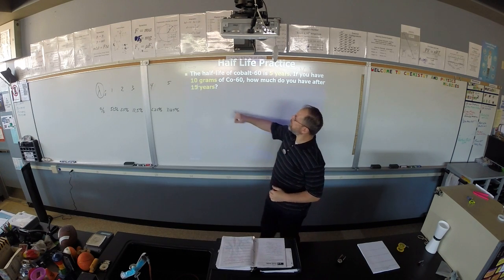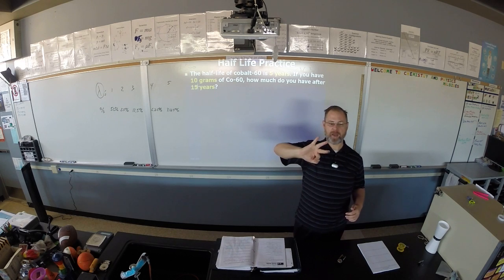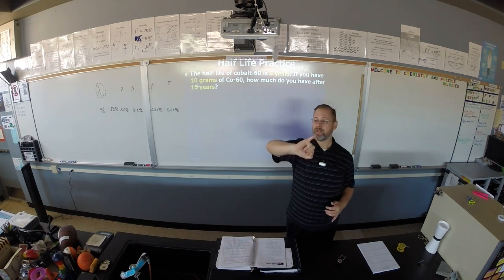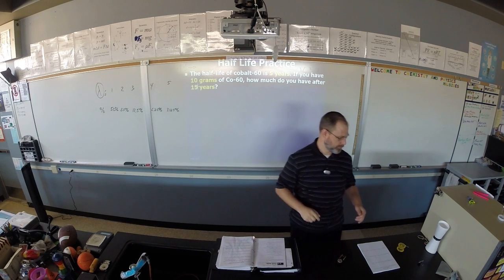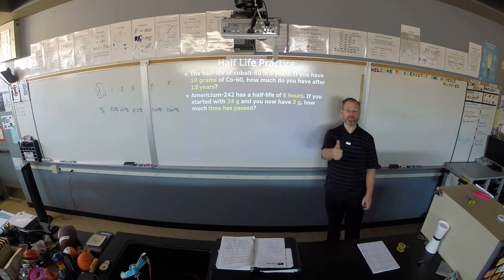In 15 years, how many half-lives went by? 3. In the first half-life, there was how much left over? 5. In the second half-life, how much left over? 2.5. After the third half-life, how much was left over? 1.25. Cool. Give me a thumbs up if you understand now.